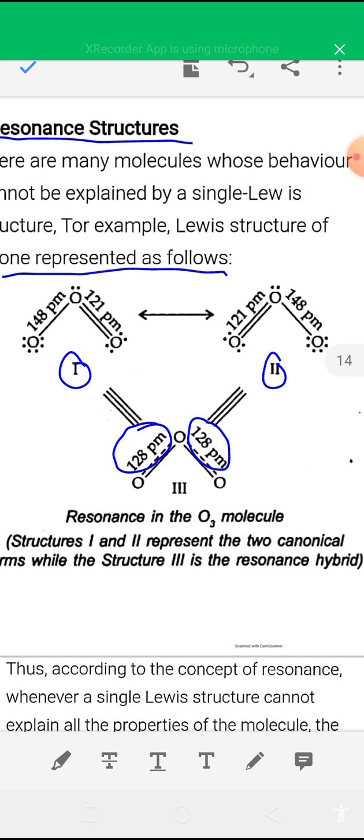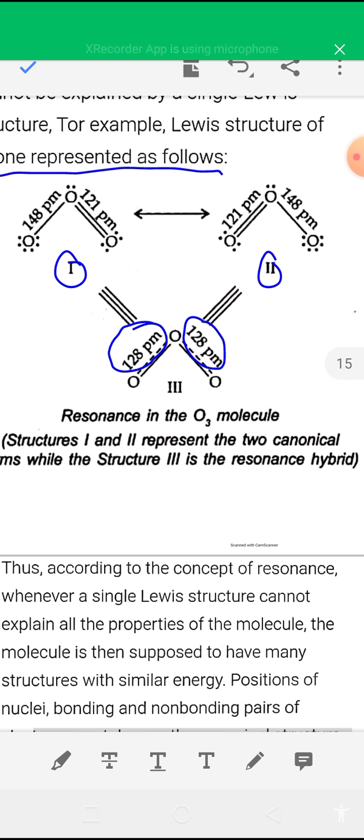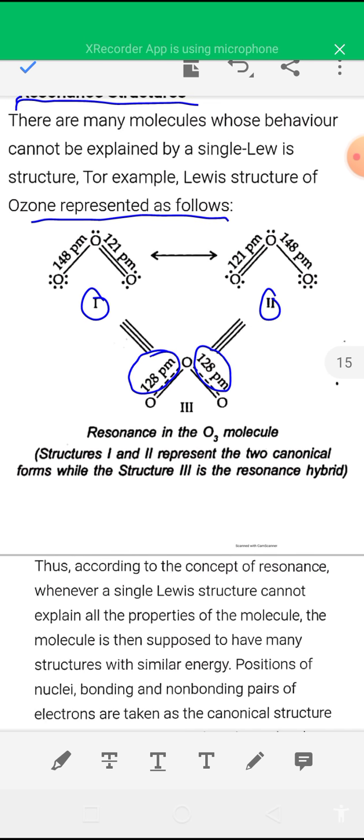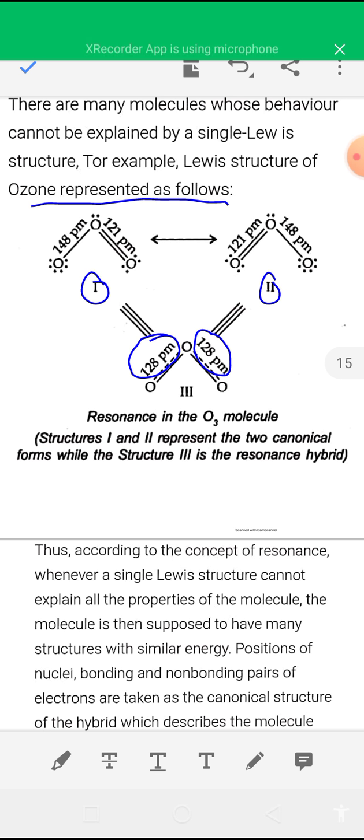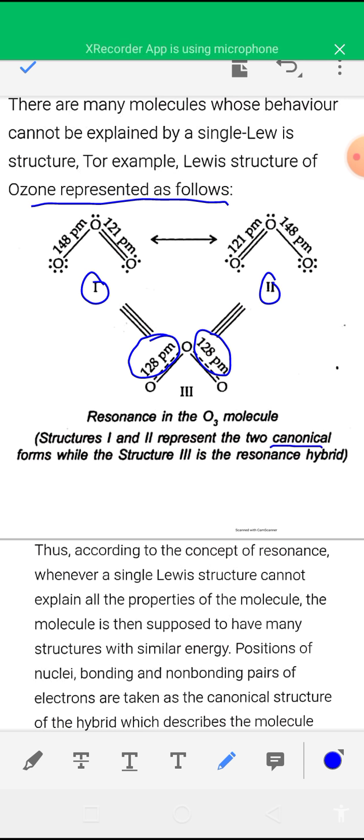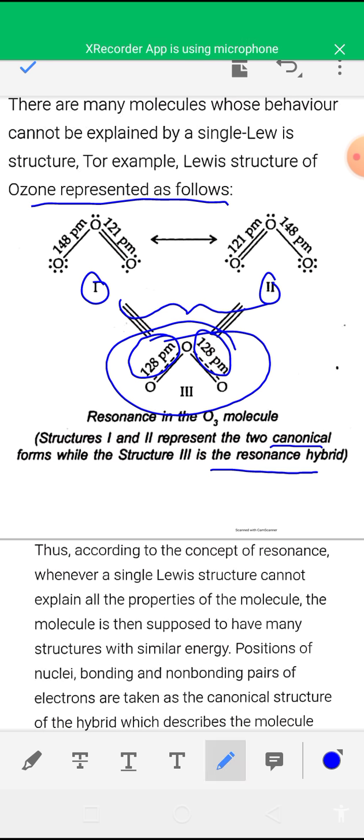So structure 1 and structure 2 are known as resonance structures or canonical forms of ozone, and this phenomenon is known as resonance. And the average structure of these two, that is this structure, is known as the resonance hybrid of ozone.